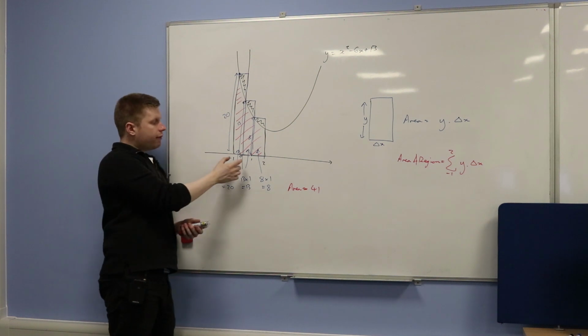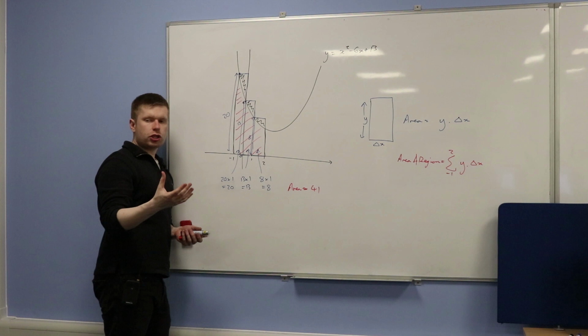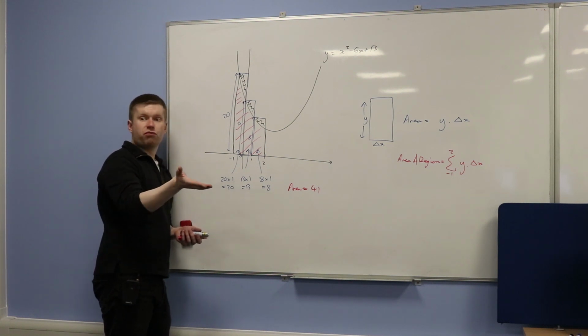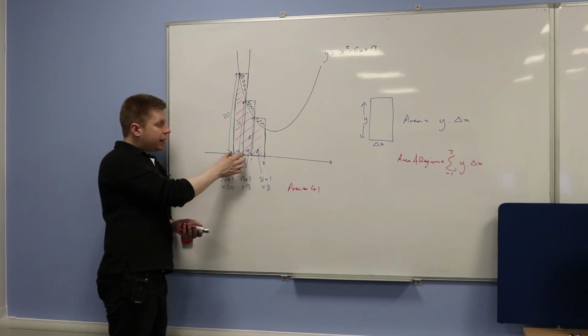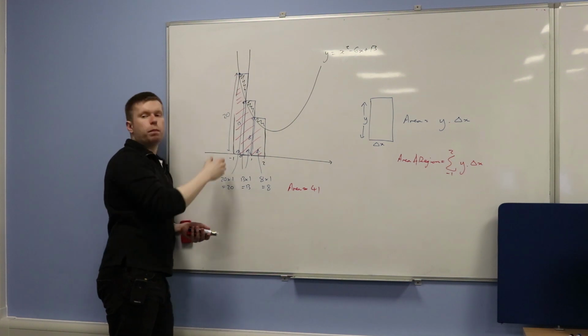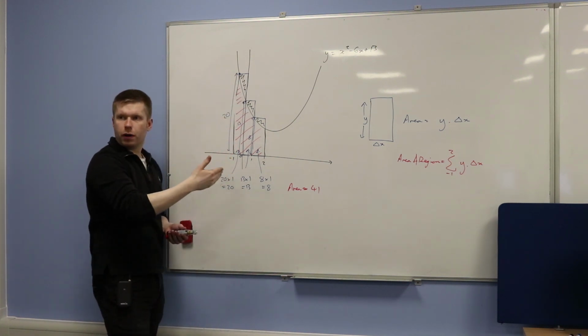Well, have a think. At the moment, I'm just saying each rectangle is going to have a width of 1. What if I changed it so that the rectangle had a width that was really small? If I made it even smaller, would you be happy that the height of the rectangle would be pretty much the same as the area underneath that curve? Yeah, pretty much match it.